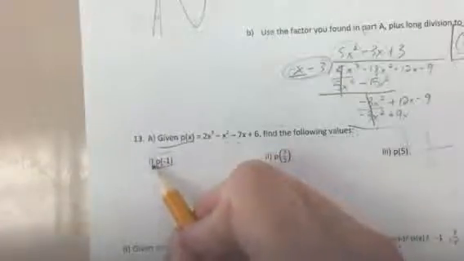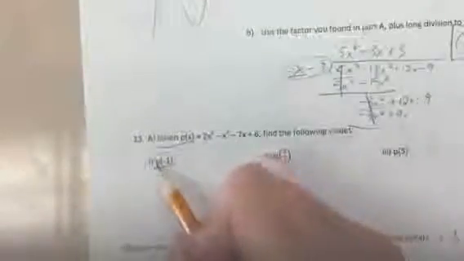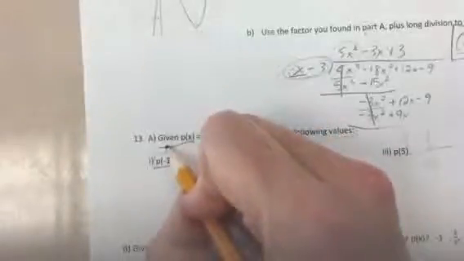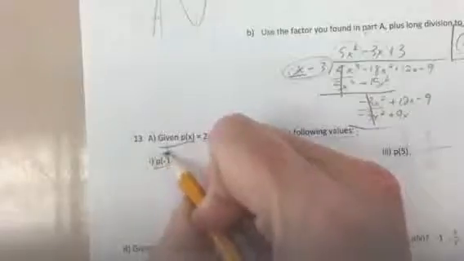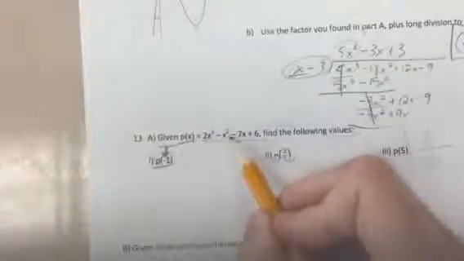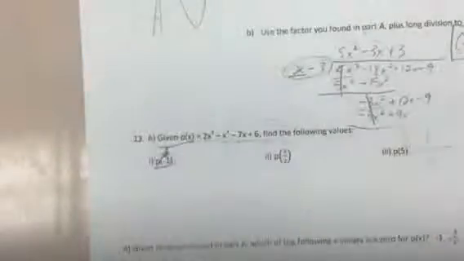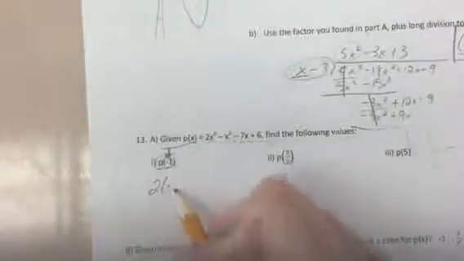It does not mean multiply p and -1, right? This way of writing means I want to evaluate this function p at the value of x equals -1. So I want to plug -1 in for all my x's. So I'm going to write -1 everywhere where I see an x.